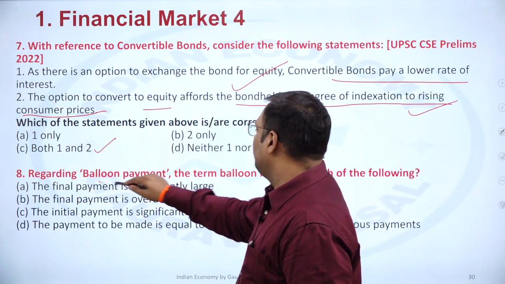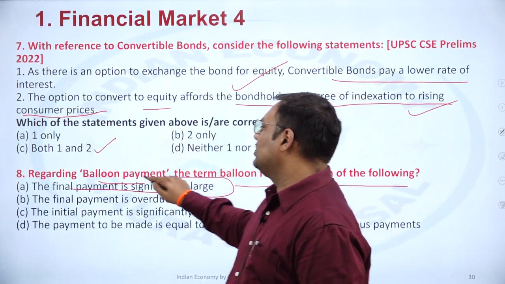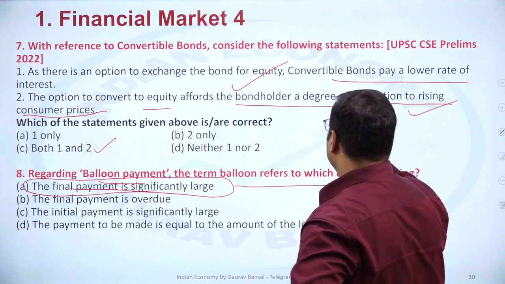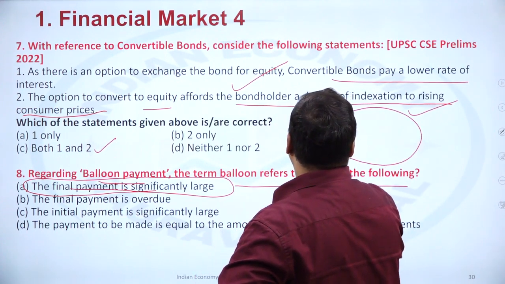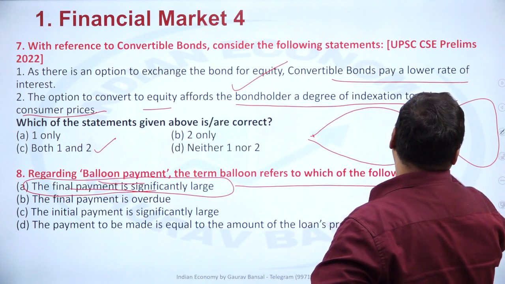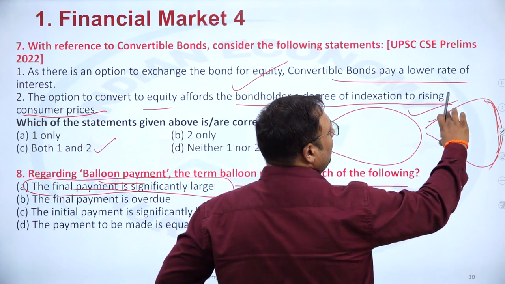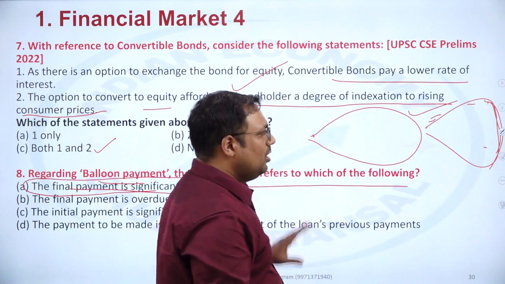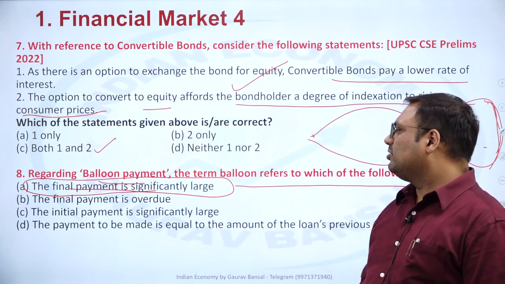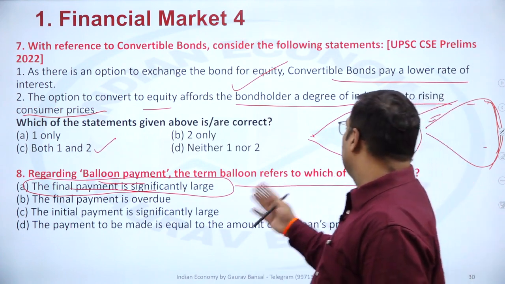Regarding balloon payment, the term balloon refers to which of the following? The final payment is significantly large. That is the meaning of balloon payment. Towards the end you have to pay more. The typical shape of a balloon is rounded, so initially the pressure to pay is less, but as time passes and you keep paying EMI, the EMI burden increases. That is the balloon payment. This is generally used in the case of corporate loans, not for individuals. Households are not given the option of a balloon payment.